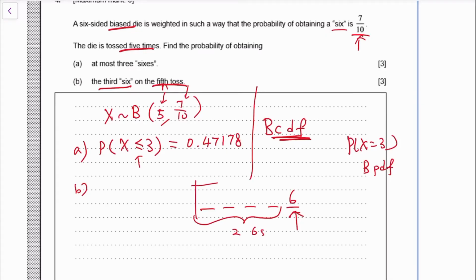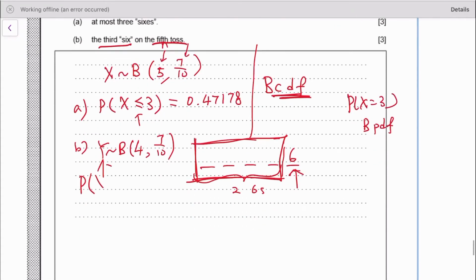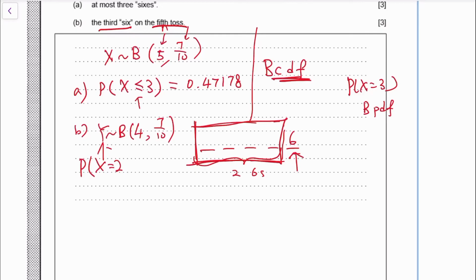So how do you get this probability? For that part alone, that's a binomial distribution where you only have 4 trials. The success probability is still the probability that you get a 6, so it's still 7 over 10. But within the first 4 trials, you need 2 6s. Okay, you need 2 of them.